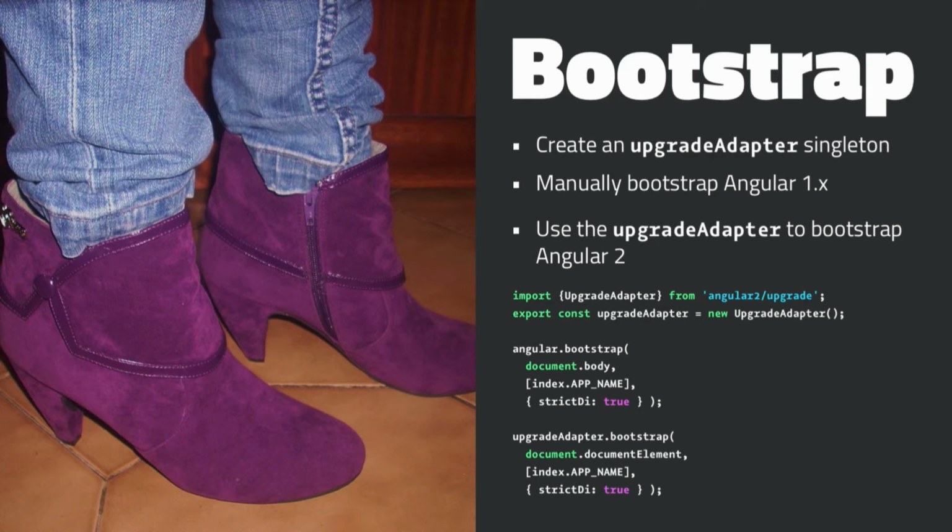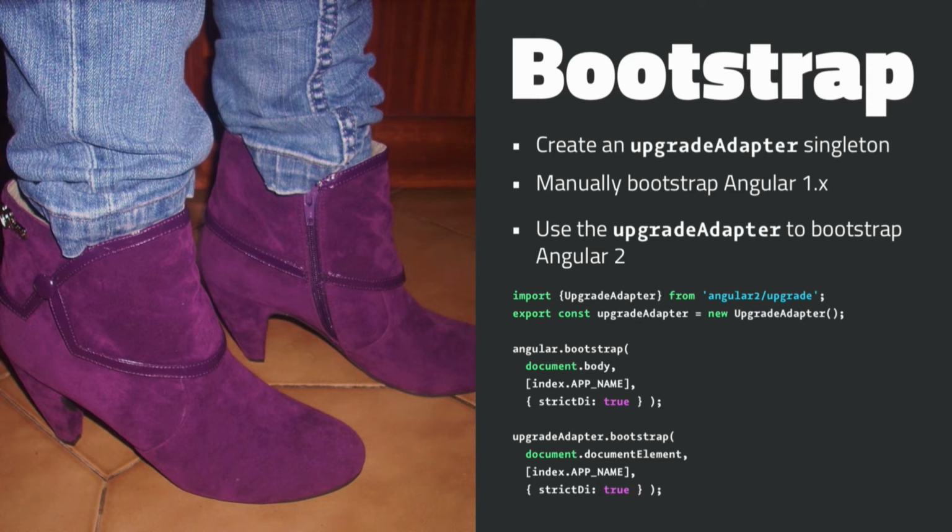You've got to create an upgrade adapter singleton. So the upgrade adapter is essentially an Angular 2 plugin that they give you with Angular 2. You don't have to download an extra package. You can just npm install Angular 2. It's all included. You just have to import it. And you've got to make a singleton, though. I ended up importing it into one specific file where I kept all of my little upgrade stuff, because there's a number of different things we'll see as we go through that you end up building with your upgrades.